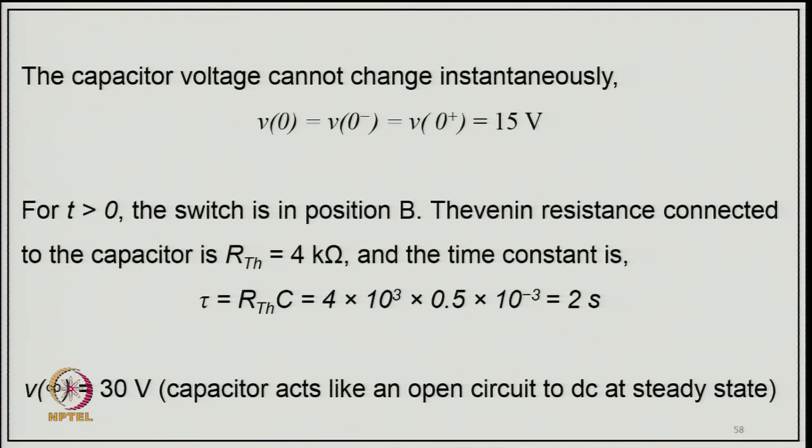For t greater than 0, the switch is in position B. Now, the Thevenin resistance connected to the capacitor, RTH, is 4 kilo ohm, and the time constant is tau equal to RTH into C, that is 4 kilo ohm into 0.5 into 10 to the power minus 3, that is equal to 2 seconds, and v(∞) is 30 volt, as the capacitor acts like an open circuit to DC at steady state from the source of 30 volt.